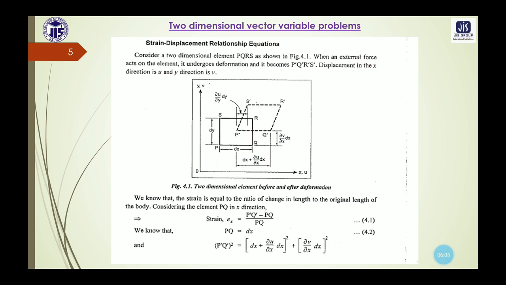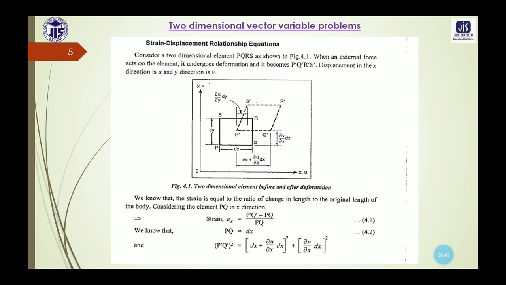Now here one diagram is given as figure 4.1, a two-dimensional element before and after deformation, shown schematically. Here we have considered a two-dimensional element PQRS, which you can see in figure 4.1. Now when an external force acts on the element, it undergoes deformation and then it becomes P dashed, Q dashed, R dashed and S dashed. This is shown here with the dashed line.